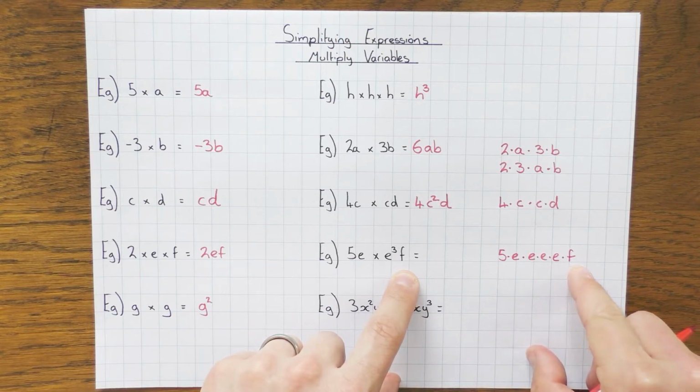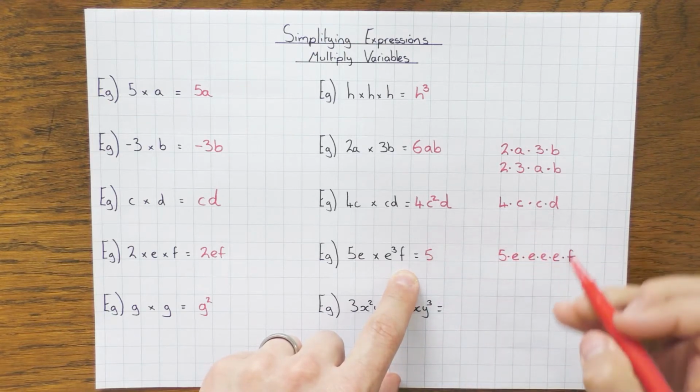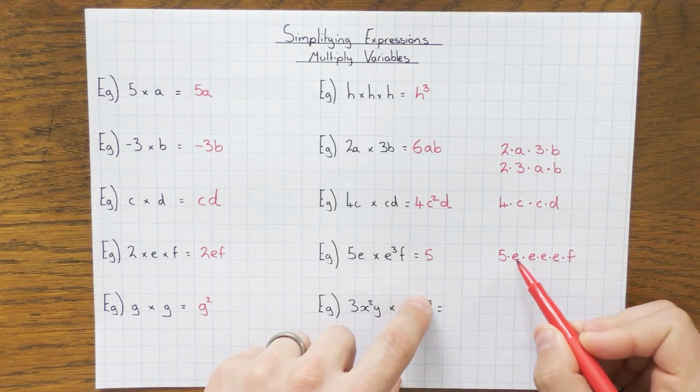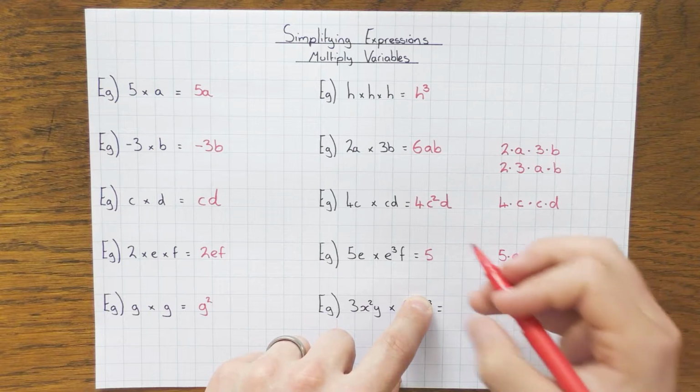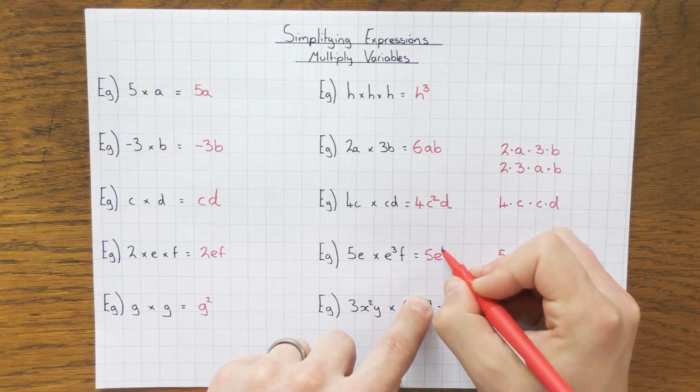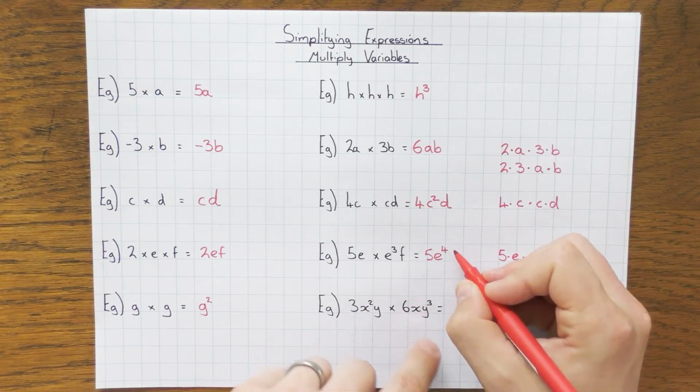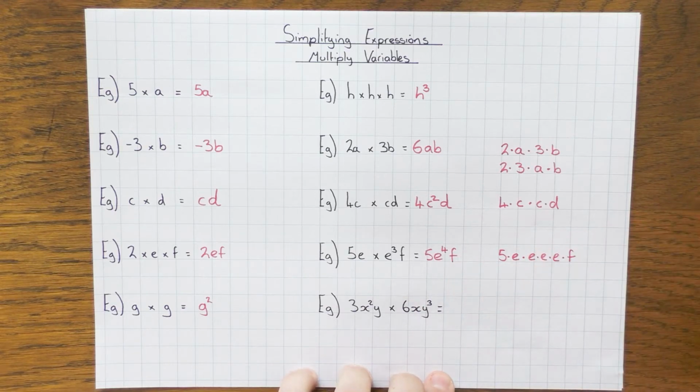Luckily, it's already been done. So I have my 5, and then I can have a look at this. E times e times e times e. So I'm timesing it by itself 4 times, which means it's going to be e to the power of 4. And of course, I have the f at the end like that.